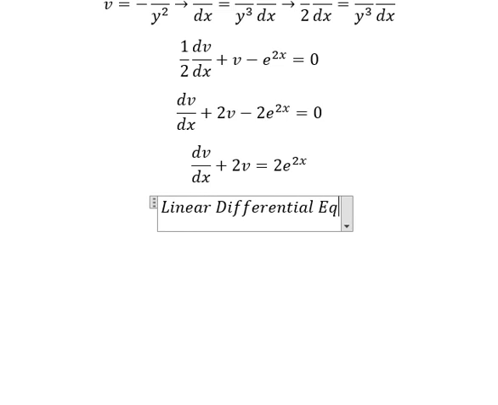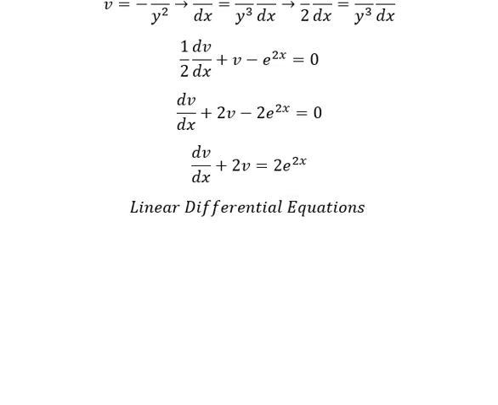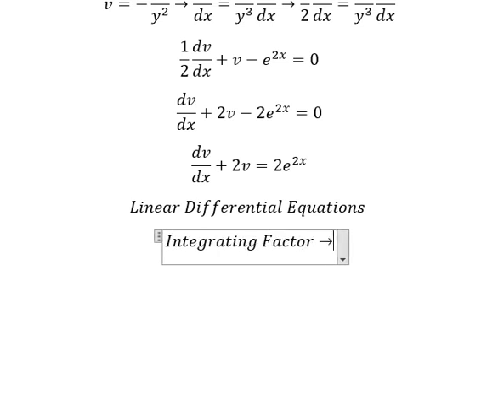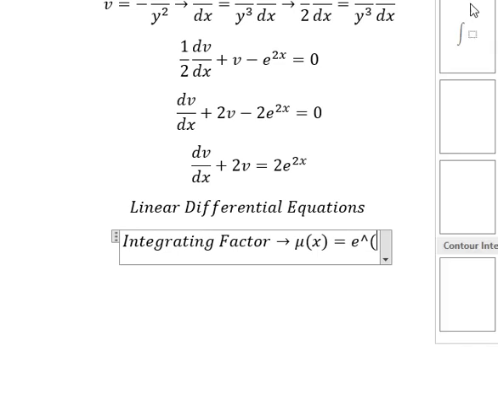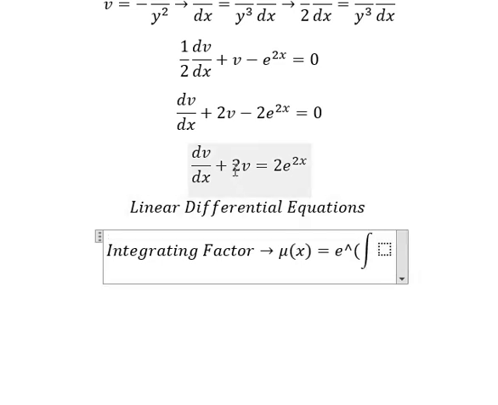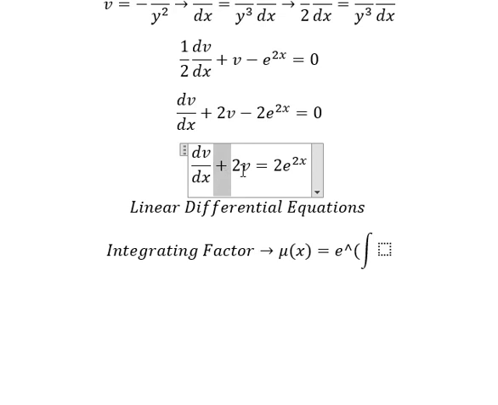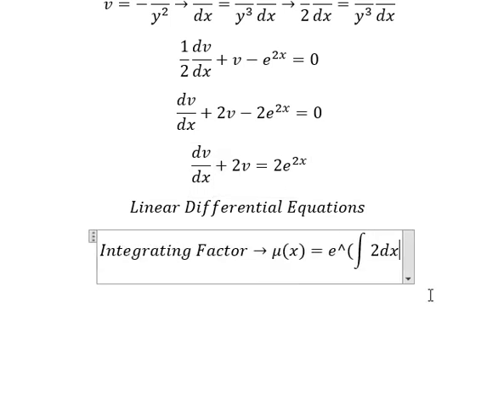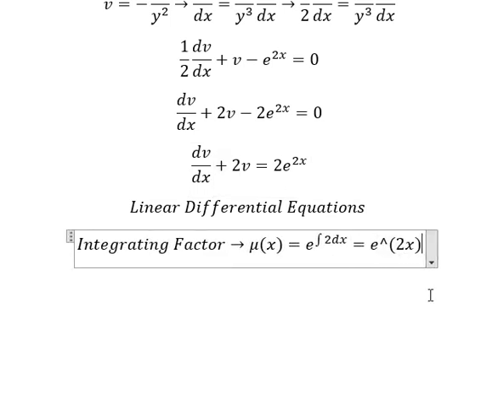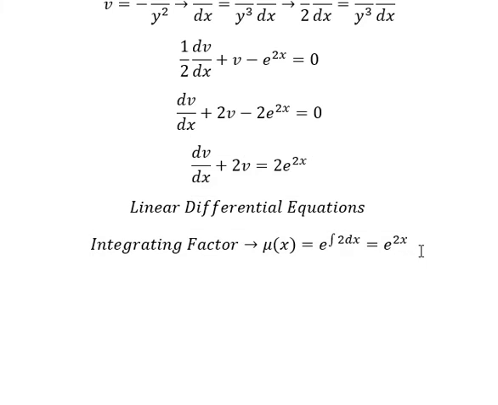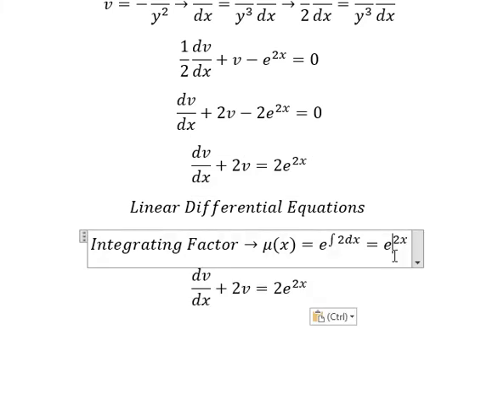differential equations. So we need to find the integrating factor. That is mu of x equals e to the power of the integration. We see that the number 2 is positive next to v. This is for the integrating factor. So I will put the number 2 here, and we have it like this. That means we multiply both sides by this one.